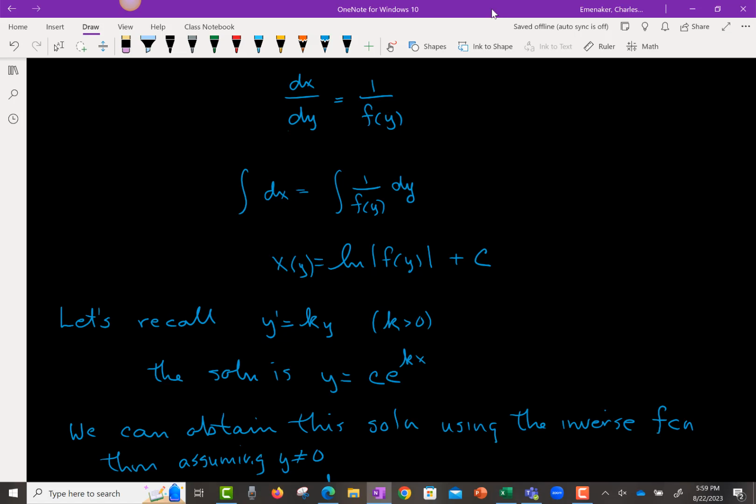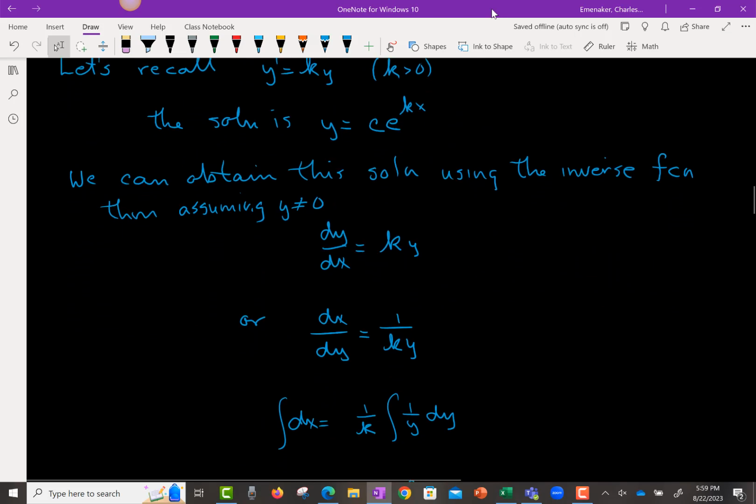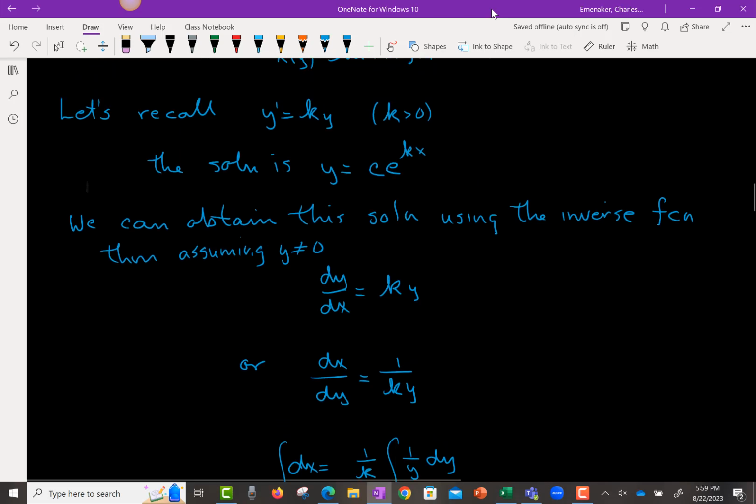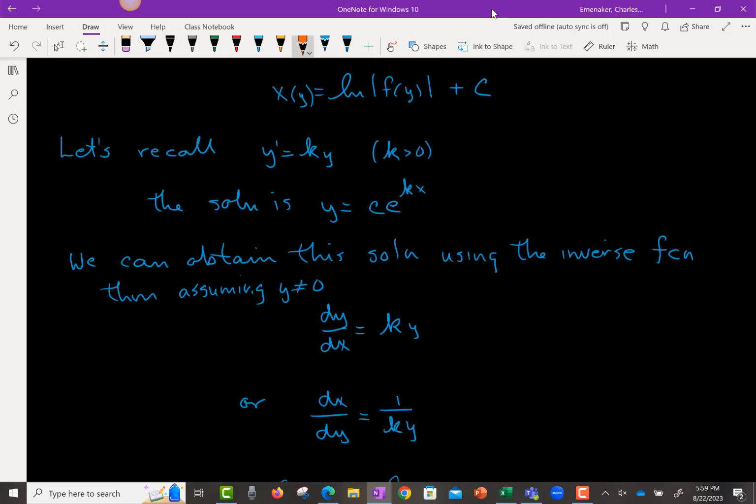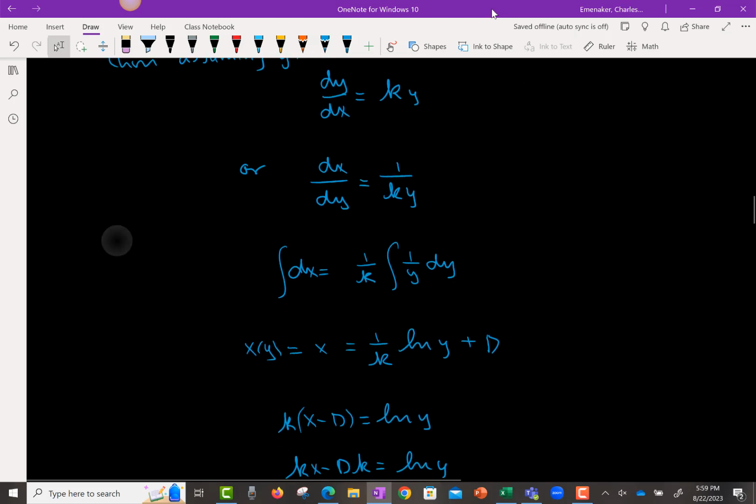Okay, if you'll recall, when we solved this earlier, we said that the solution was y equals e to the kx, assuming k is greater than 0. What I would like you to see is that we can actually derive or obtain that solution from this equation that we have going up here. Okay, so what we're going to wind up doing is we're going to use the inverse function theorem, and we're going to assume that y is not 0. Okay, and we'll take a look at several problems down the road where we deal with the possibility of y equals 0 being a solution or not being a solution.